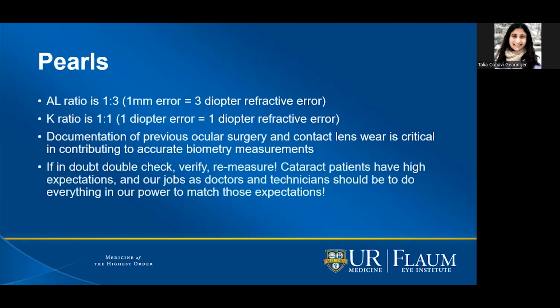And then if in doubt, double check, verify, remeasure if you have to. You know, the old saying, measure twice, cut once. That's kind of what we want to do here. So these patients have really high expectations, and, you know, we as techs and doctors should also have those high expectations with what we have available technology-wise these days. But you just have to know what you're looking for and what to watch out for.